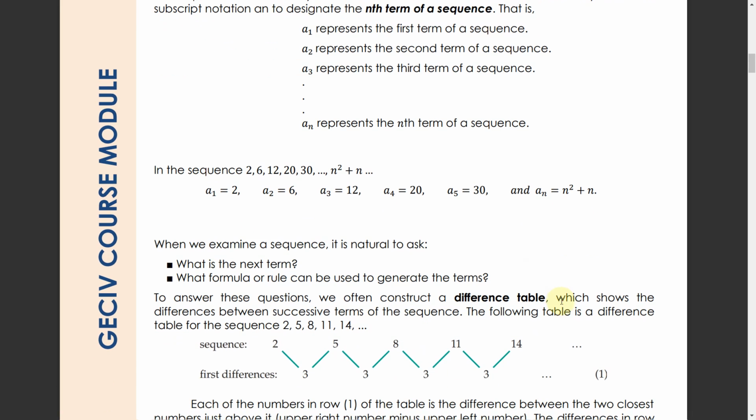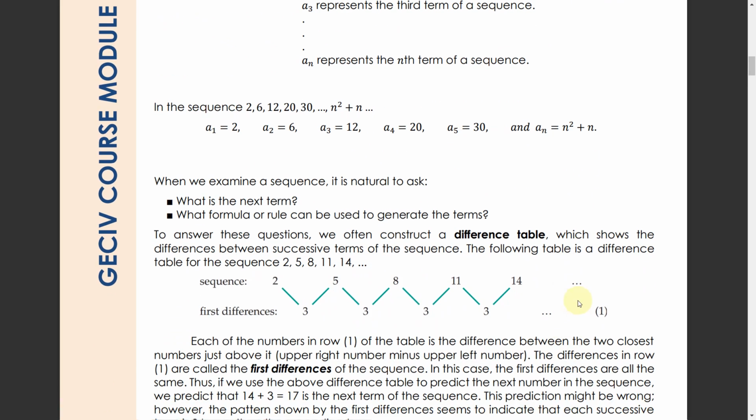To answer those questions, we often construct a difference table. So what is a difference table? This shows the differences between successive terms of the sequence. Differences mean you have to subtract. Differences between successive terms means the consecutive terms in your sequence.